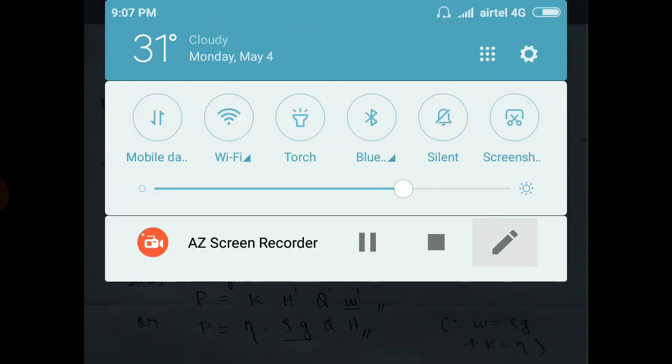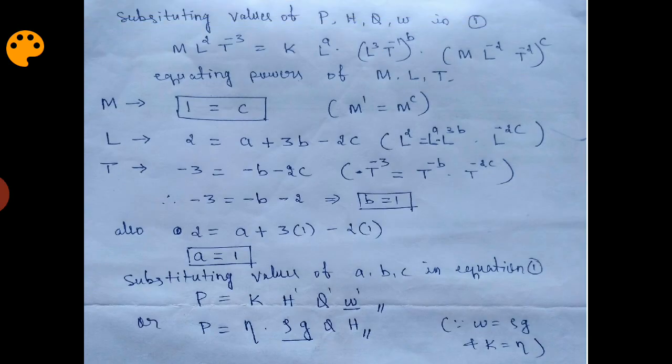Okay, as we have found all the variable units in MLT form, substituting them in equation number 1, we get an equation like this: M L squared T raised to minus 3. On the RHS, k constant, L raised to a, L cubed, T raised to minus 1 raised to b, then M L squared, L raised to minus 2, T raised to minus 2 raised to c. In the next step, what we have to do is equate the powers of M, L, T respectively.